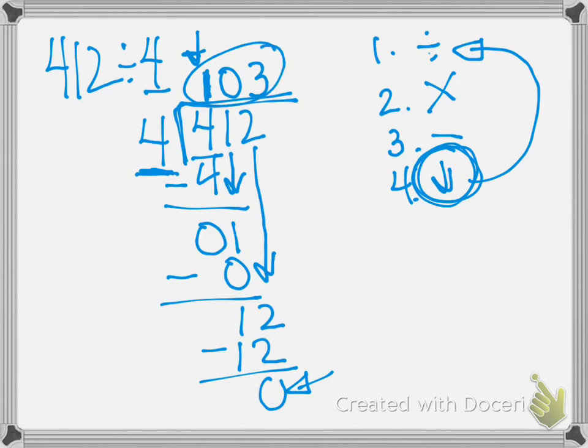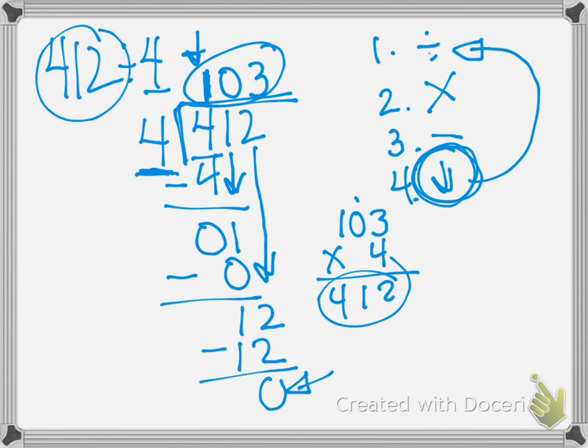Now you can check your work by going quotient times divisor, and you should get the dividend. So we'll go 103, your answer, times the divisor, and we get 412. So we can know for sure whether our answer is correct or not. So we have 412, and so we're correct. So our quotient was 103.